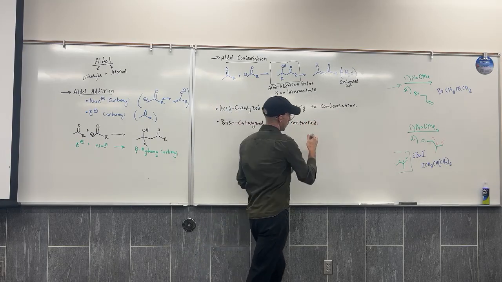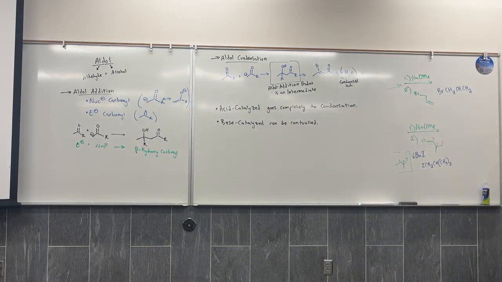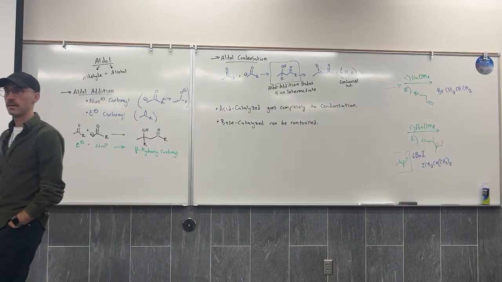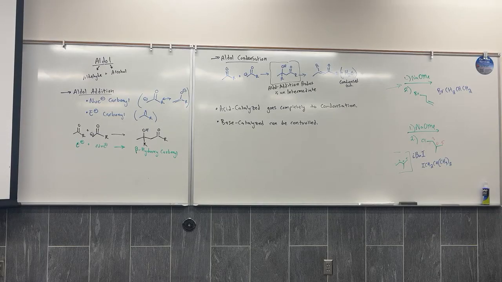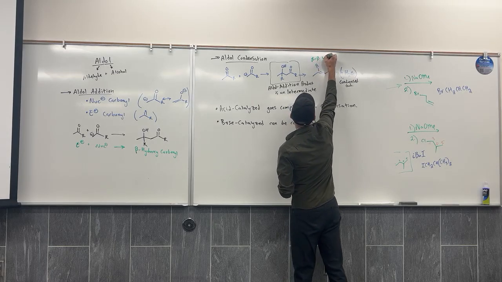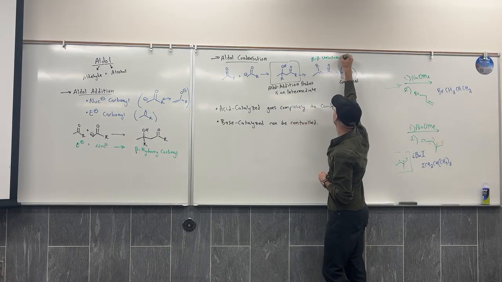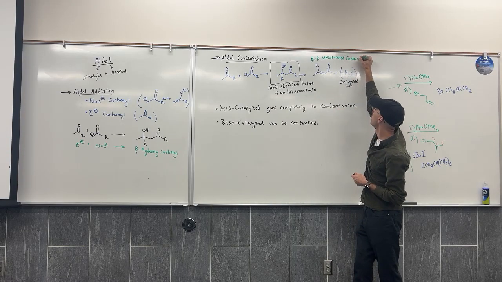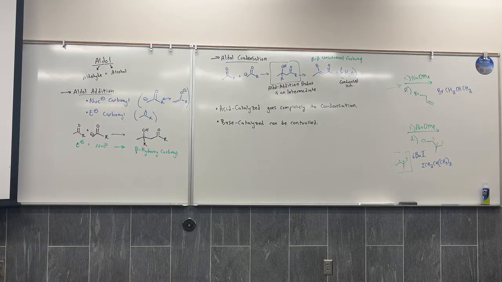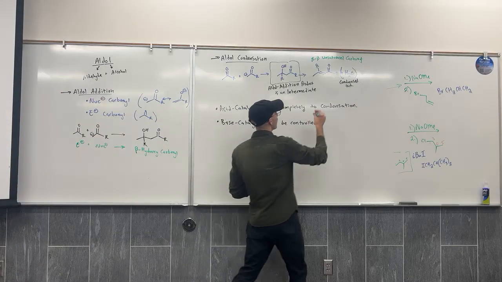And I'm sorry, I skipped over it. What is the functional group of our aldol condensation product? Yep. Alpha beta unsaturated carbonyl. What's the other name for this? I want you guys to be familiar with both. Conjugated carbonyl.